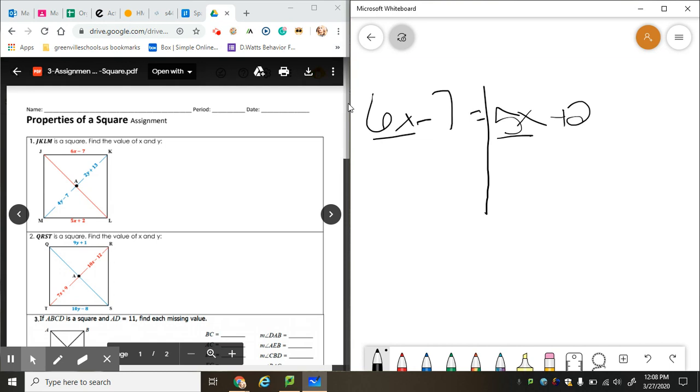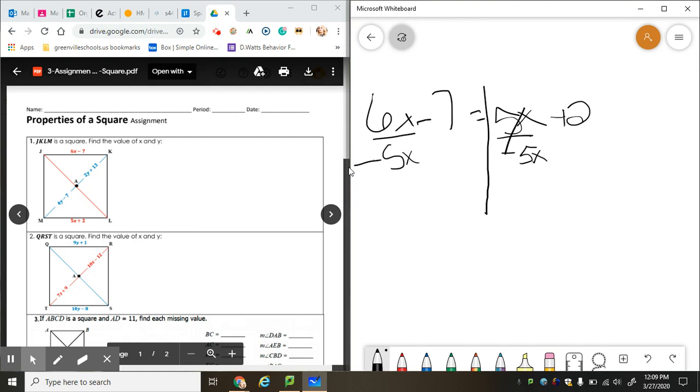From there, you want to get the x's together. I see 5 is smaller than that 6, so I want to subtract 5x from both sides, because that is going to be easier. I subtract 5 because this 5 has no sign in front, so that means it's positive. That's why I'm going to subtract it. So 5 minus 5 is 0, and those will cross out.